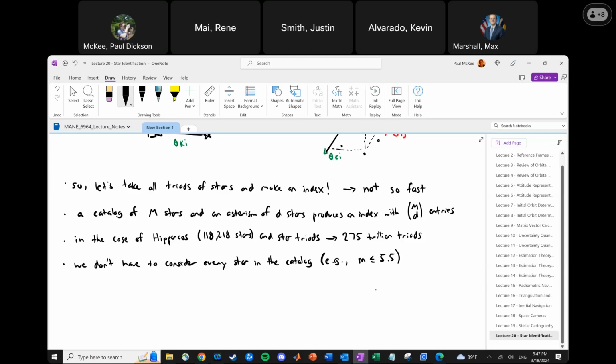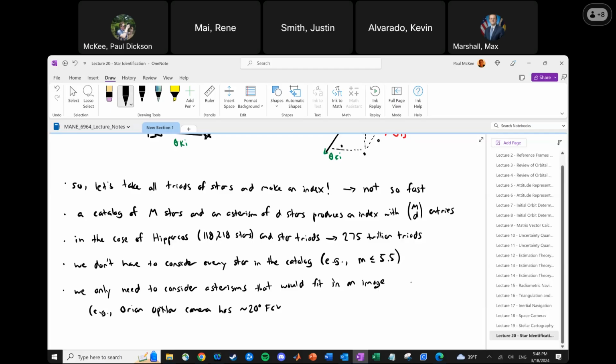So we've got to further reduce this, right? We also only need to consider, and this is where engineering comes in, asterisms that would fit in an image, right? So the field of view of your camera is extremely useful information. For example, in the case of Orion, the Orion optical navigation camera has, I don't remember the exact number, but it's roughly a 20-degree field of view, right?